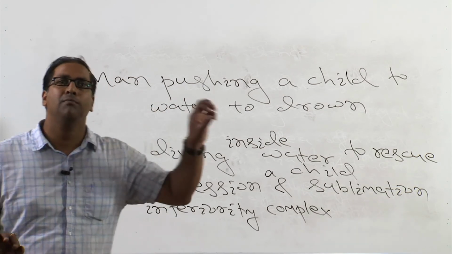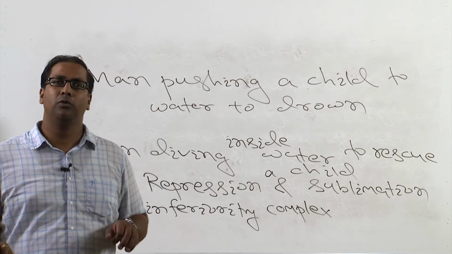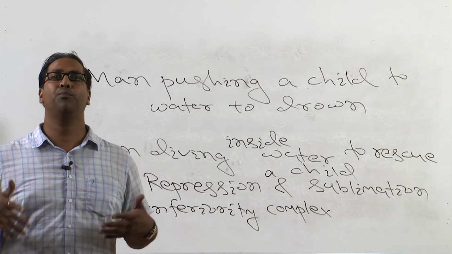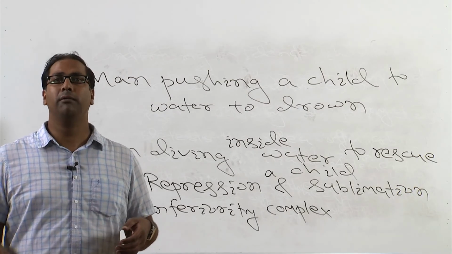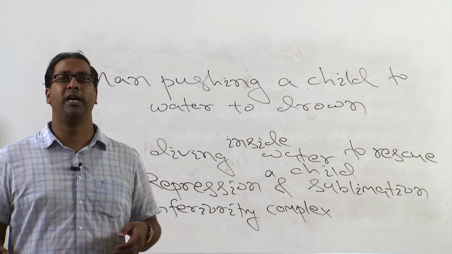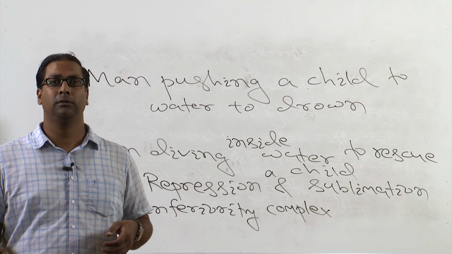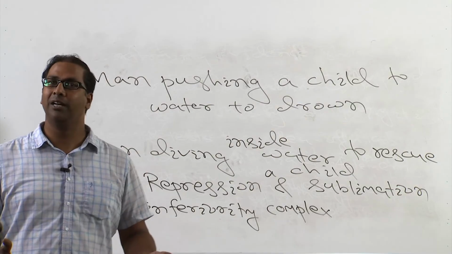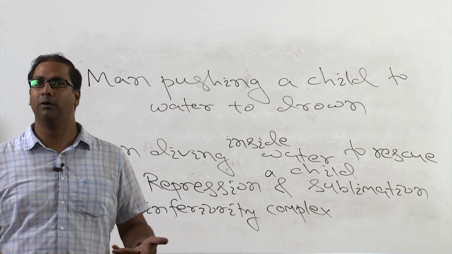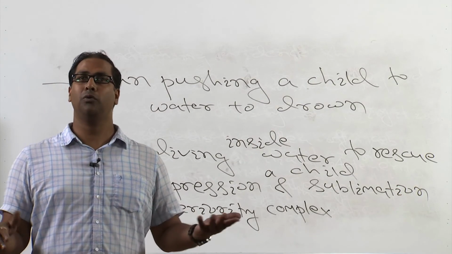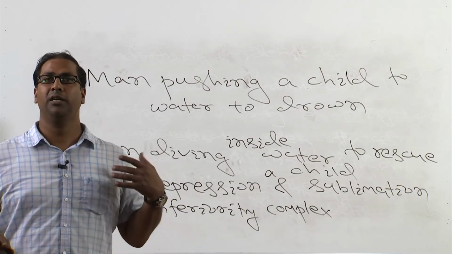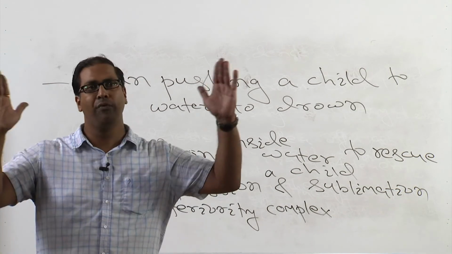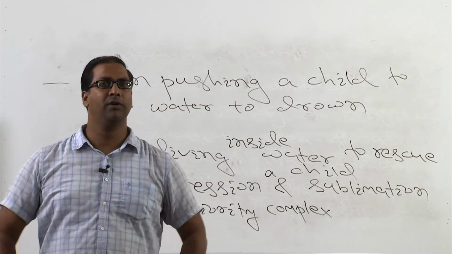Why a person is pushing a child into water to drown is because a person has tremendous inferiority complex. He wants to prove to himself that he can dare to push a child into water. And why a person is rescuing the child from water is because of the same inferiority complex which is at play, which is at work now. The person wants to prove to others that he has the guts, he has the courage to save a child from water. Again, two very different phenomenon being explained by one single theory.